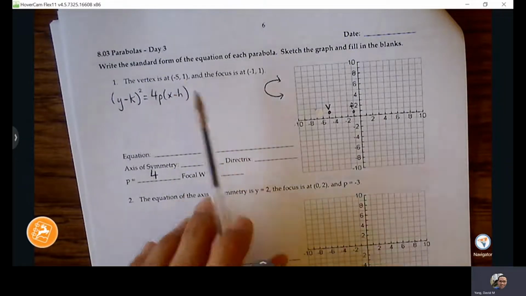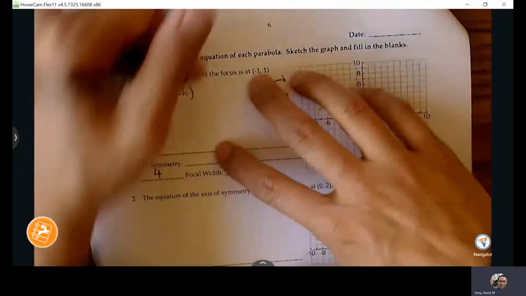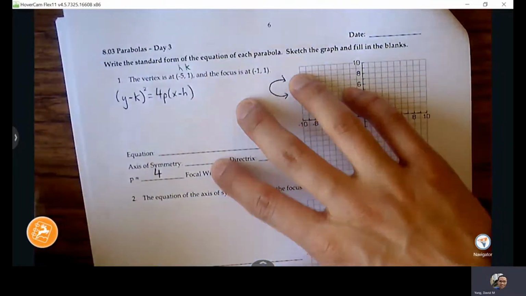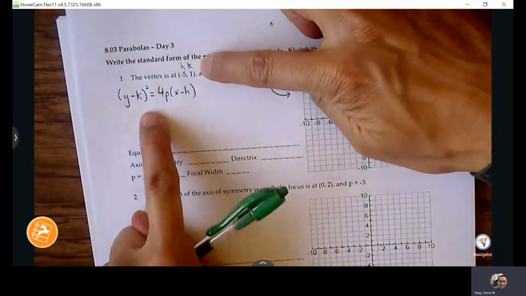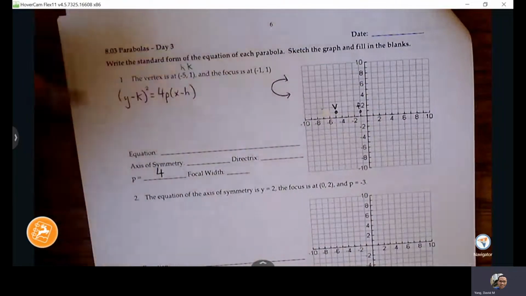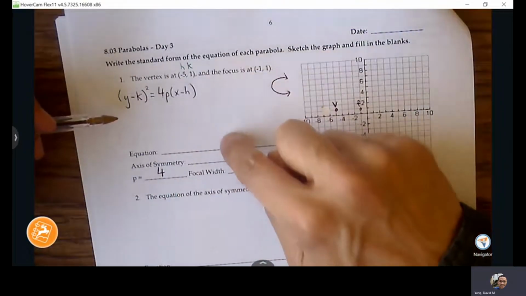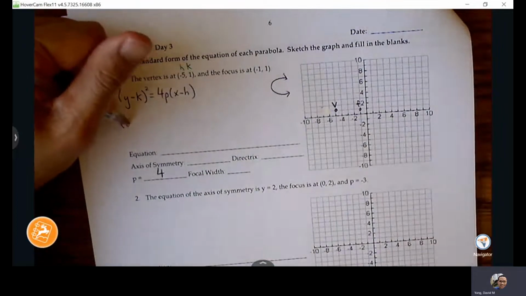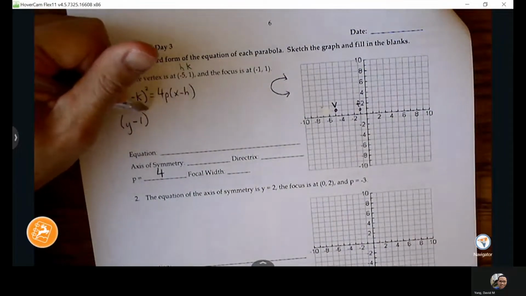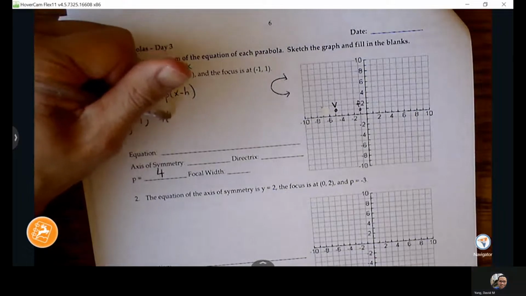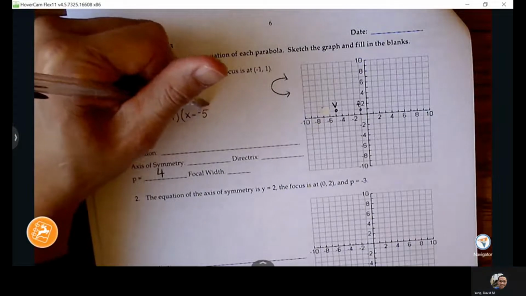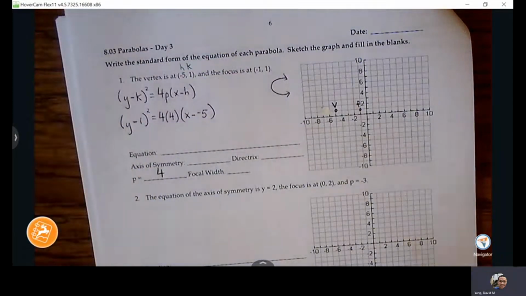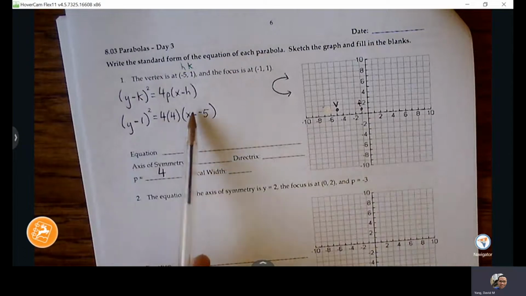You know your vertex is -5, 1. You can label that as your h, k. So I think we have enough to build our equation, right? All we need is the vertex and the p-value, and we can go ahead and put that equation. So let's go ahead and see if we can get our equation written out. I think 4 and 4 gives us 16, and we can combine the two negatives to become positive.